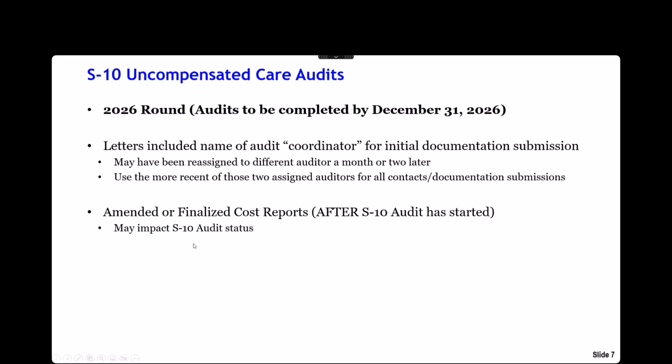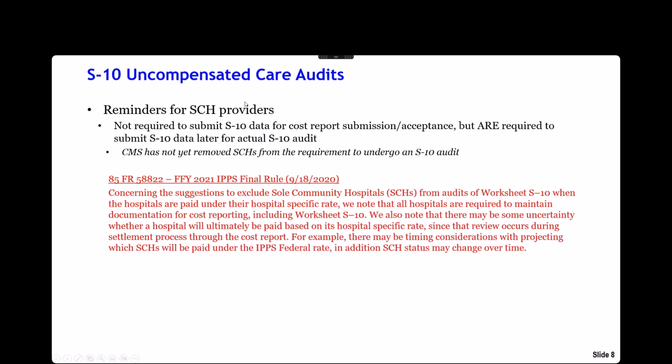I think we've talked briefly about the amended before. Now, the other thing that's been a little bit of a stickler for some people, and I really hope CMS changes this, but so far they've been adamant about it, is the SCH providers and whether or not they are subject to the S10 audit. Now, of course, first of all, there's a difference. If the sole community hospital has a higher federal rate than a hospital-specific rate, then they're really no different than any other hospital. They're not going to be paid any extra because they were SCH, at least on the cost report. So there was never really a question about that group.